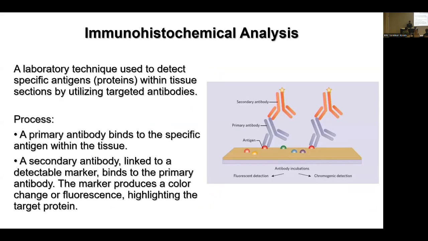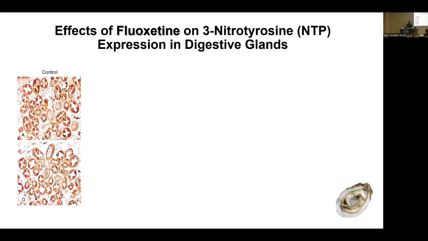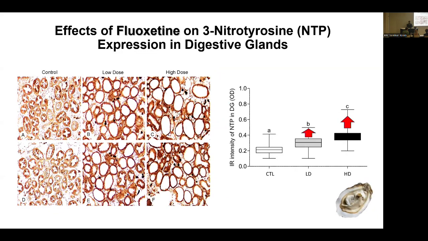Another part I did is immunohistochemical analysis. Immunohistochemical analysis is a laboratory technique where two different antibodies are used. The primary antibody normally binds with the antigen, and the secondary antibody, which is linked with a biomarker, binds to the primary antibody and produces a particular color, highlighting the target protein. Now let me talk about my result.